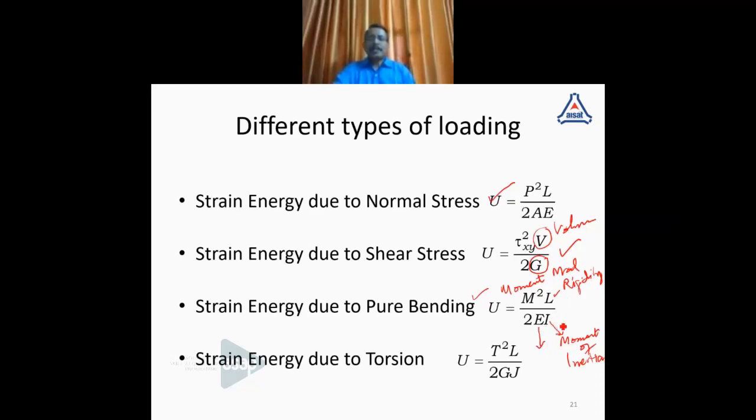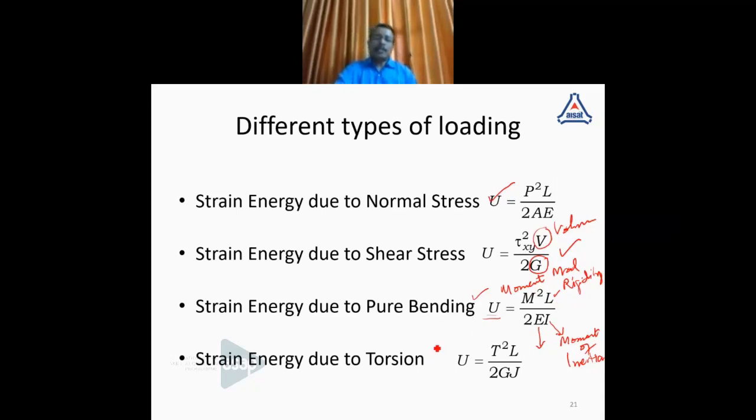Moment of inertia, I. EI is also familiar to you. So this expression can be used to evaluate strain energy in the case of a problem which involves only pure bending. Only a moment is applied.